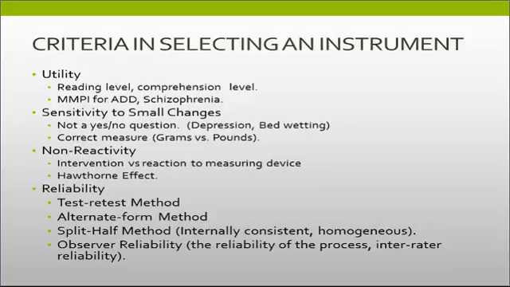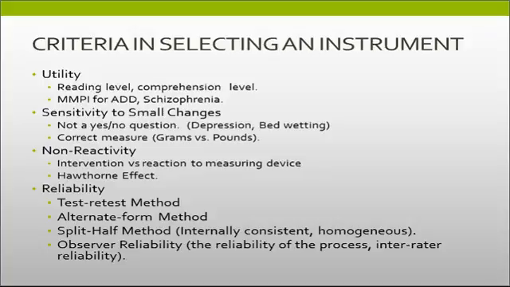Sensitivity to small changes. An example in the text refers to a client with bedwetting incidents. As a result of the way the data was collected, the client's small improvements were not apparent in the data collection process because the information was collected as he or she wet or did not wet the bed for the week, rather than how many times per week.